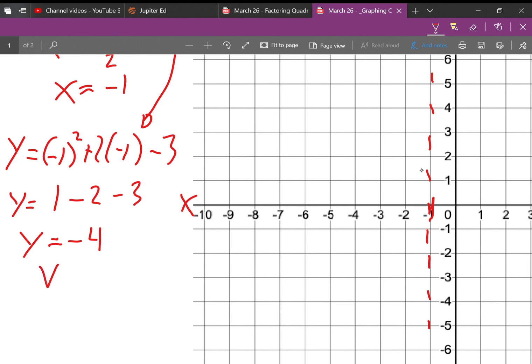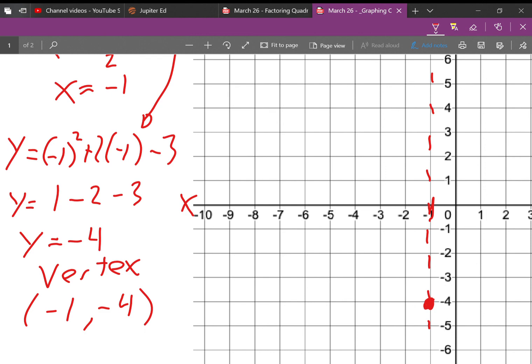And that means my vertex is the point -1, -4. And of course, we knew that the vertex was going to be on the axis of symmetry, so we can find that right here. Again, I'm going to count over 1 back, it's -1, and then down 1, 2, 3, 4. That point's going to be here. Draw nice and big so I can see it.